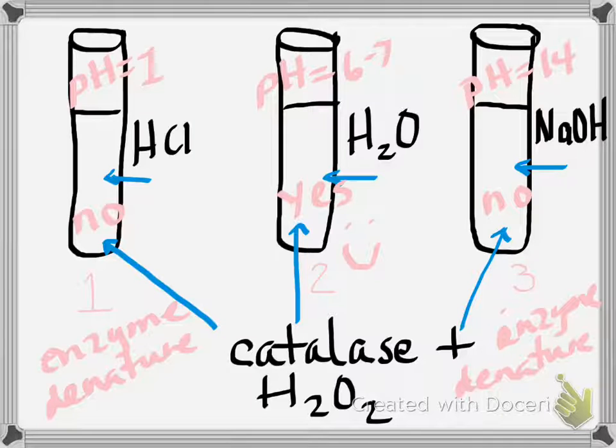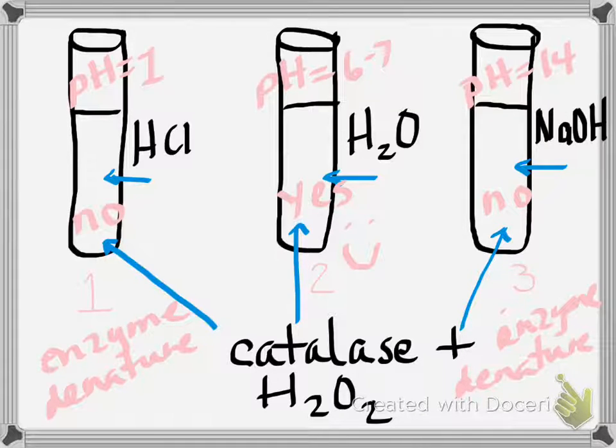I hope I got this right. Was the pH of number 1, 1? Yes. pH of number 2, somewhere between 6 or 7? Yeah. And then pH of number 3, around a 14? Yeah. And then no bubbling on 1, yes bubbling with a happy face on 2, and no bubbling on 3. Everybody agree? So everybody agrees that there must be an optimum pH for catalase.